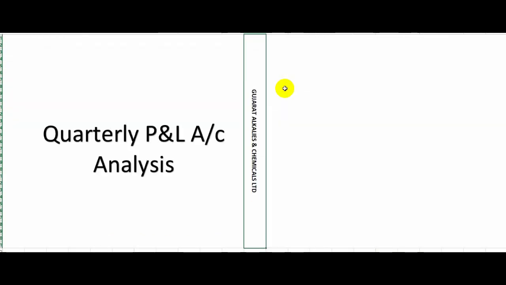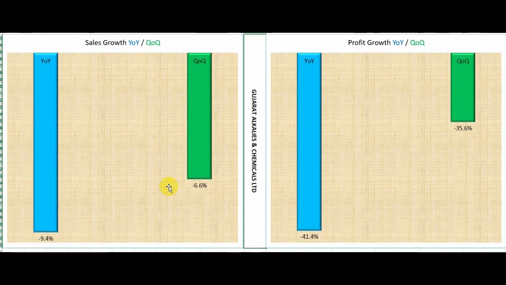So that concludes our cash flow statement analysis. Finally, we'll look at the quarterly profit and loss account analysis. We'll begin by looking at the sales growth YOY, that is year on year, from September 2018 to September 2019, direct comparison. And then we'll look at how the profit has changed from September 2018 to September 2019, as well as quarter on quarter, that is from June 2019 to September 2019, for both sales and profit.